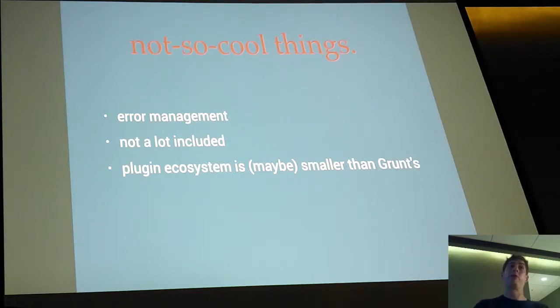There's not a lot of stuff included. There's just the 5 or so API methods, which might be a good thing or a bad thing depending on your style. And the plugin ecosystem is maybe smaller than Grunt's. There are a ton of Gulp specific plugins, but it's not as old as Grunt, so there's probably less. That's why I put the maybe in there. But also you can use already existing modules that already use streams. Those are some not so cool things about Gulp.